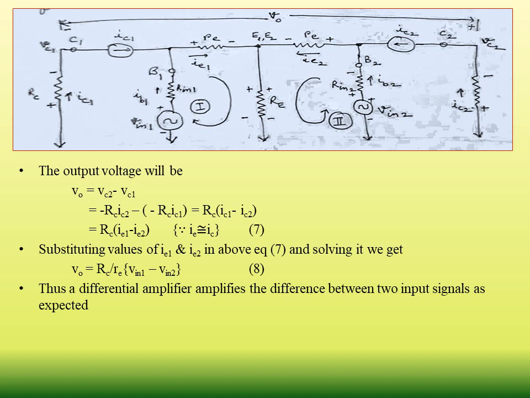Now in equation 8, it is clear that a differential amplifier amplifies the difference between the two input signals as it was expected. But now we want to calculate the voltage gain. In order to calculate the voltage gain, we need two things: one, output voltage that we have calculated, and the input voltage. Here in this case, because there are two inputs provided, we need difference in input voltages. So VID is defined as VIN1 minus VIN2, that is the difference in the input voltages.